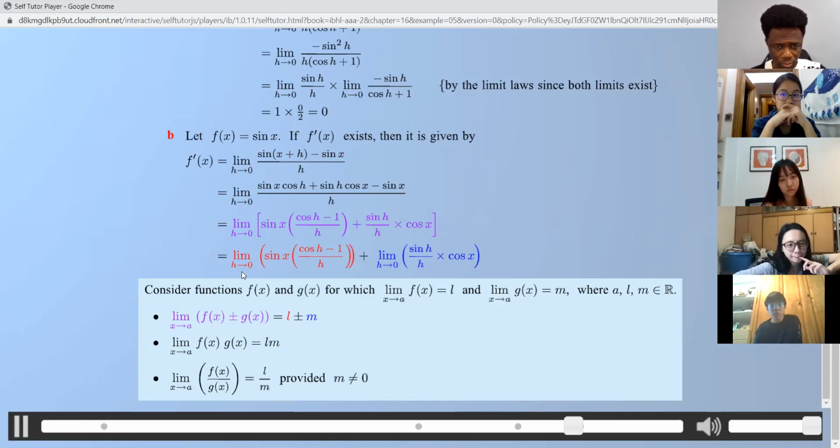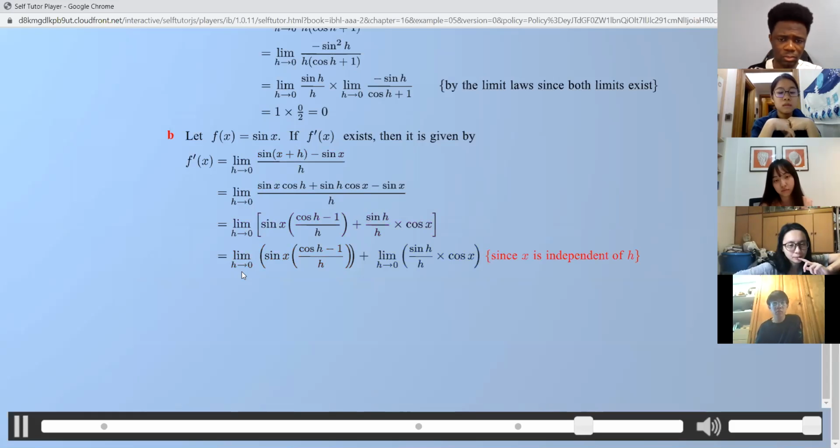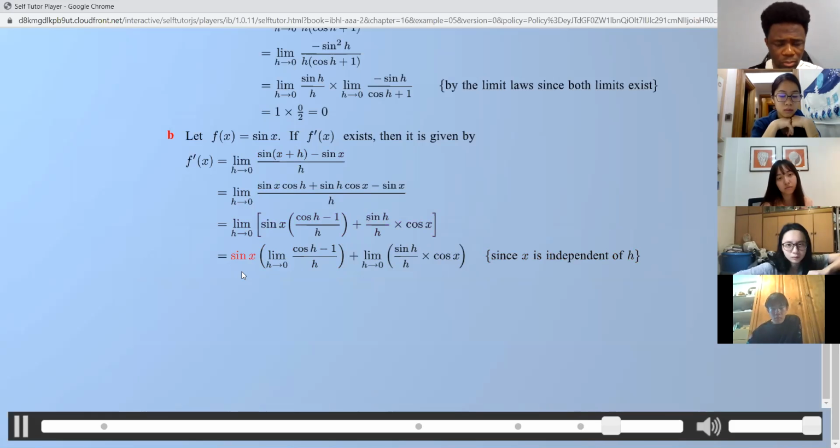Now look at the limits. The first limit is what we found in part A. We know that it is 0. The second limit is the fundamental trigonometric limit, which we know is 1. Simplifying, we find the derivative of sine x is cos x.